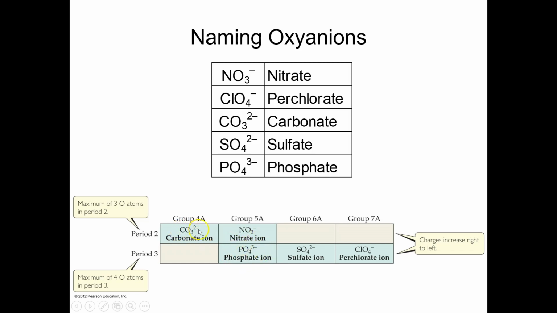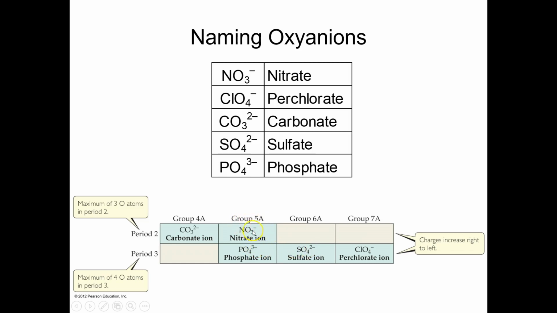So things in period 2 can have up to 3 oxygens. Things in period 3 can have up to 4 oxygens. And once you've arranged them this way, the other thing this points out is that if you start at the far right, that's got a charge of -1. Then as you move left, it's a charge of -2. If you move left again, it's a charge of -3.